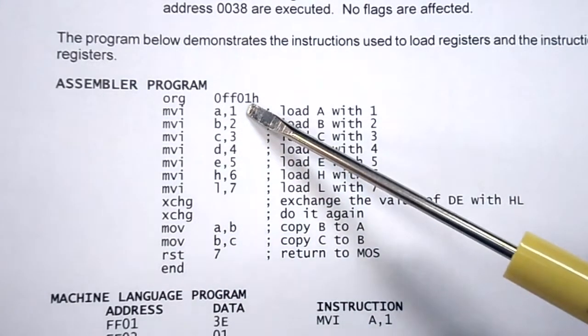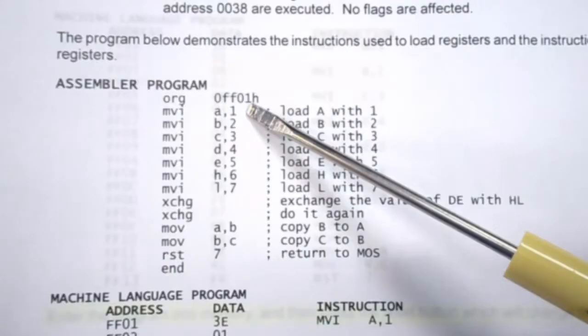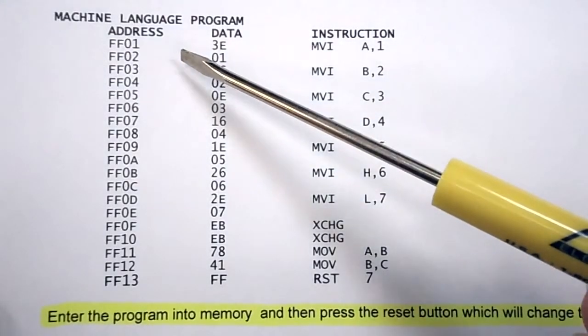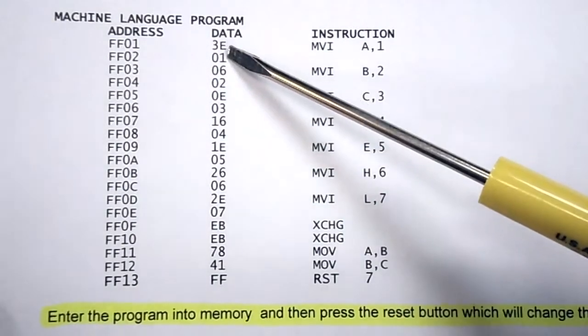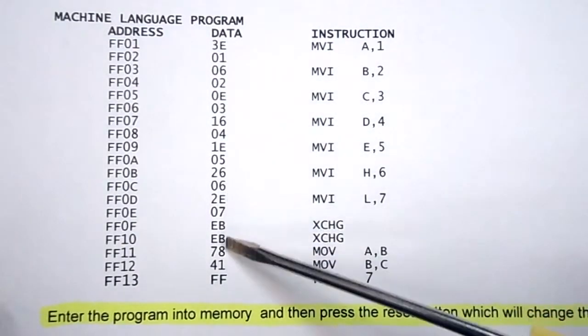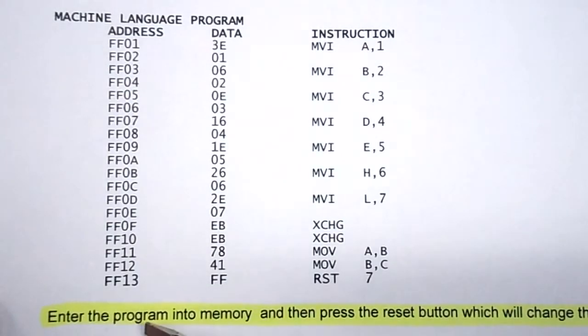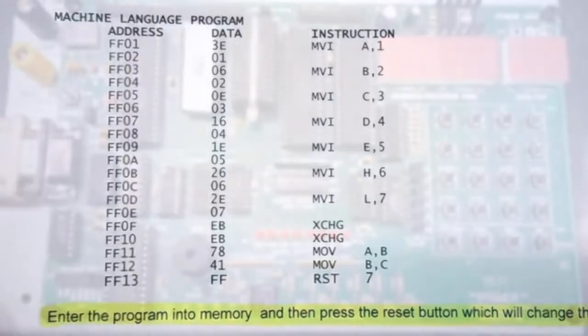So looking at lesson number 3, you can see they've given us the assembler program, and we're to start the program at FF01. You can see they've converted the assembler program down into the opcodes that we need to enter into the Primer Trainer. It tells us to enter the program into memory and then press the reset button, which will change the program counter to FF01.